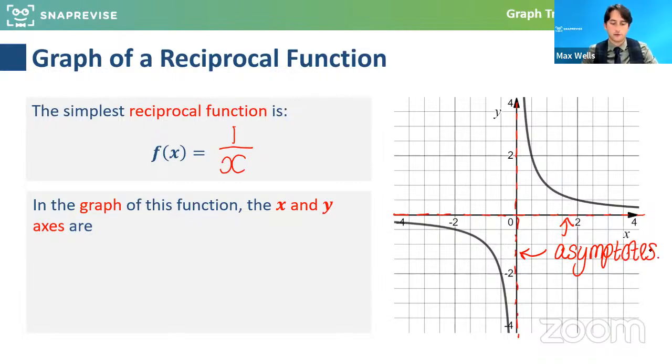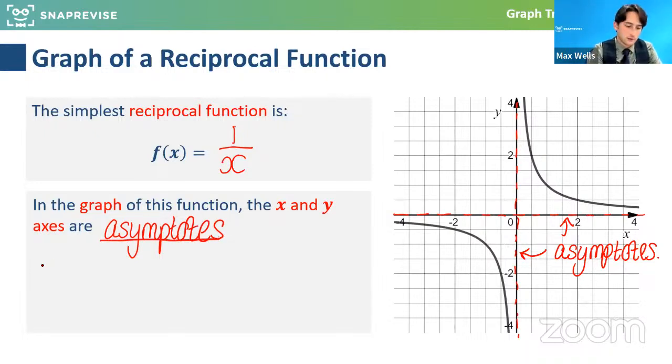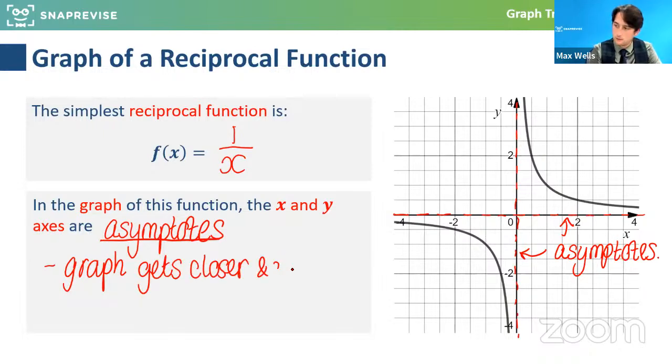So in the graph of this function, the x and y axes are, as we said, asymptotes. You may have seen this graph at GCSE, but not really explored it in too much depth. These are lines whereby the graph gets closer and closer to, but never touches, never reaches, just infinitely approaching.